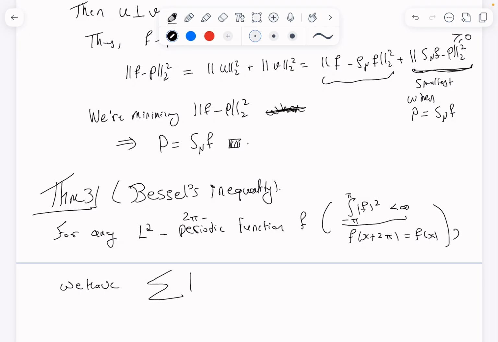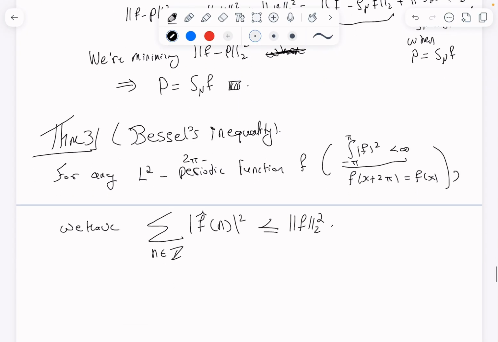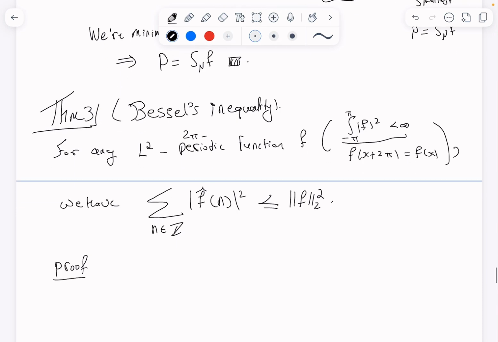the sum of these coefficients squared, as n runs over Z, from minus infinity to infinity, is less than or equal to the norm of the function squared. Okay, so let's see how to prove that. So here's a proof. Let's begin with the proof like this. So we're going to be using the orthogonality property again and again to be able to get what we want. But the idea is this.